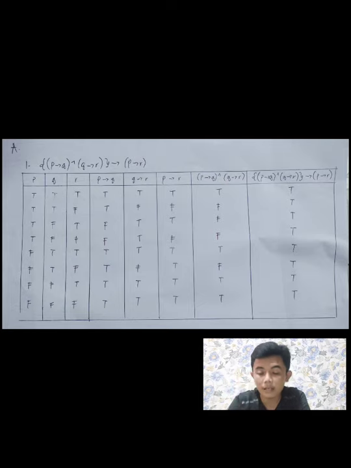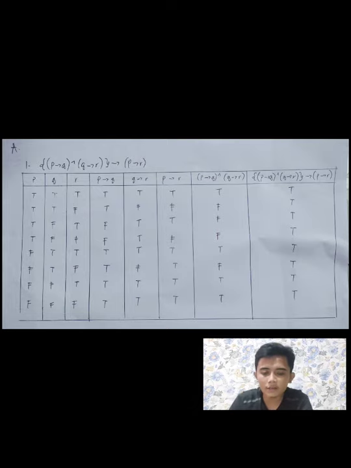For P implies Q, true and true is true. Then true, true is true again. And true, false: if Q is false, it is definitely false. Then true, false again is false. Then false, true: if Q is true, the answer is always true. Then false, false is also true. So the answer is true, true, false, false, true, true, true, true.